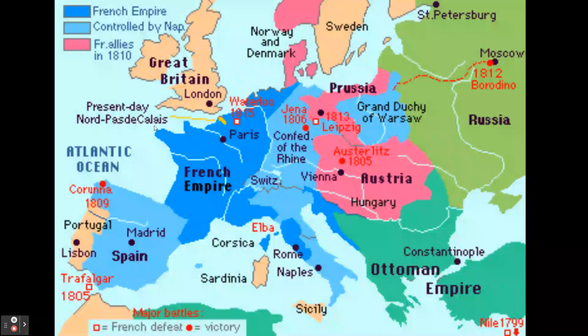Okay. And then this is just a map of Napoleon's expansion. So all the territories that were part of the French Empire are in the darker or the lighter blue. And then the pink are French allies. So he really conquered a lot of Europe. And here's Spain that had fallen under French control.